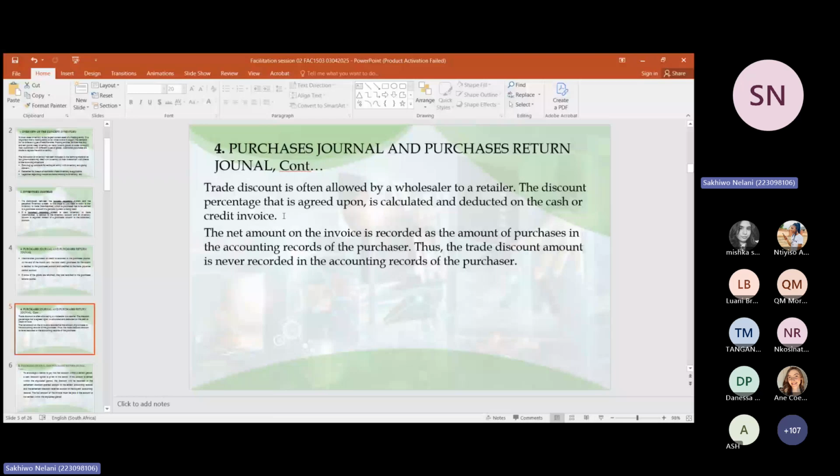In terms of the accounting, when a trade discount is being offered, how do we treat it in your own business? Anyone that is aware of the term economic surplus, anyone aware of that term, economic surplus?